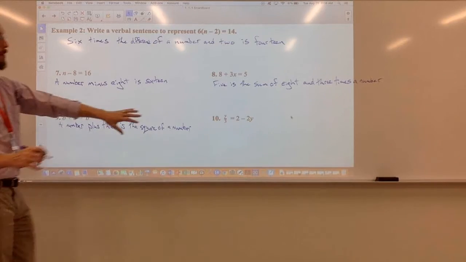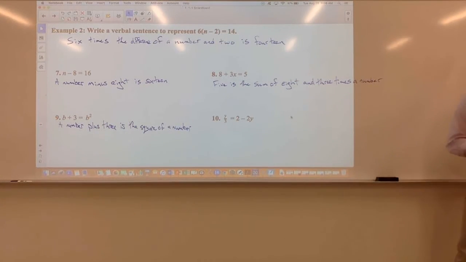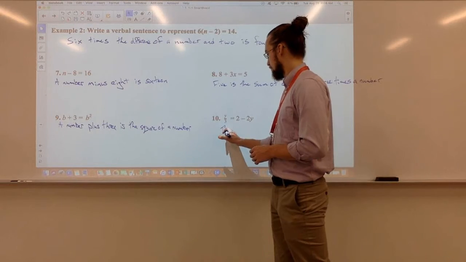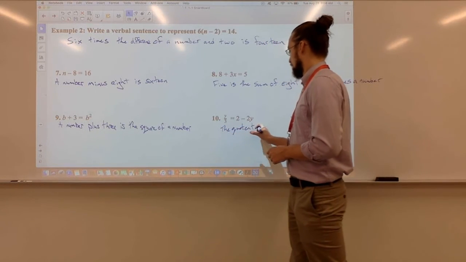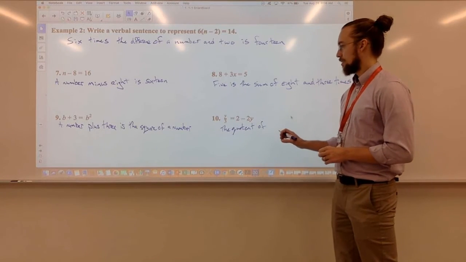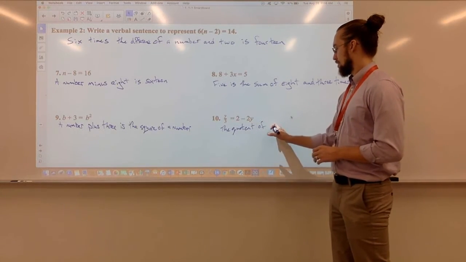All right, how about this last one? How about number 10? How do we write that out verbally? There's a lot going on in this one. Mikey? I said the quotient of a number and 3 is equal to 2 decreased by 2 minus the number. So close.